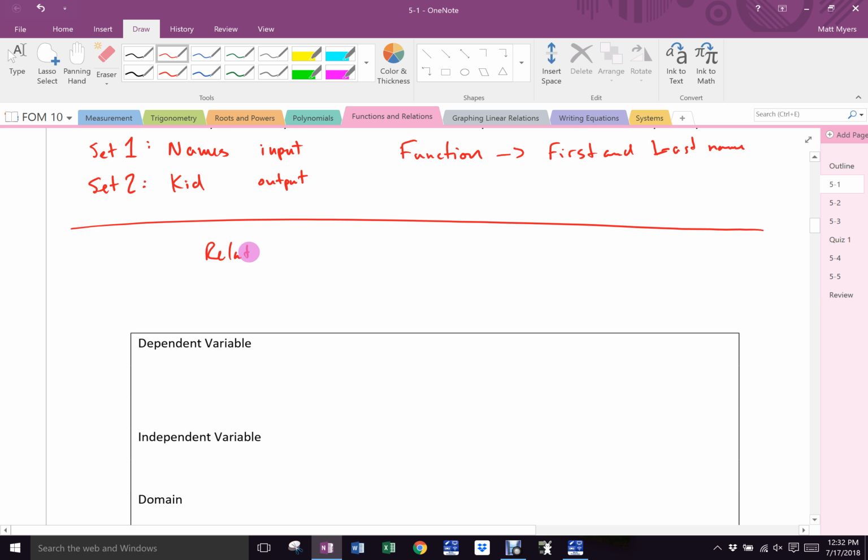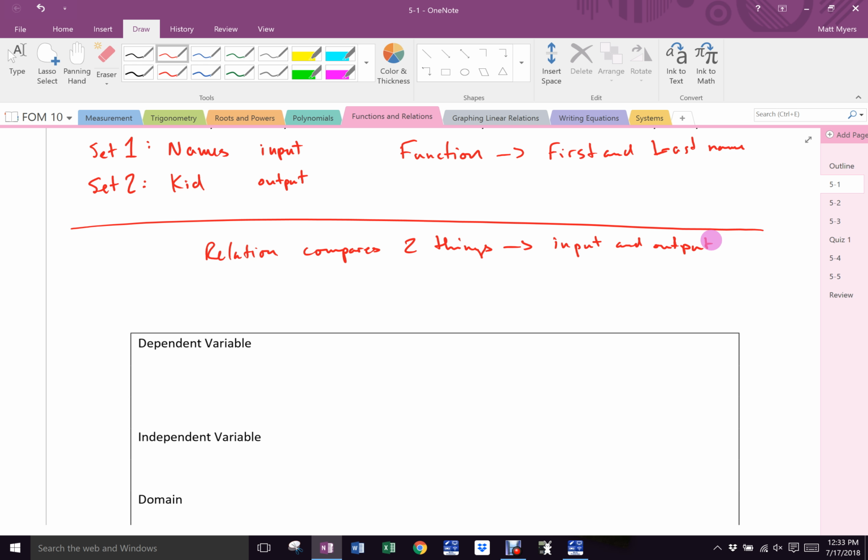A relation compares two things. I use the words input and output. I inputted name, Avian Anderson. I output that kid. Everyone agree? Yeah? Okay.